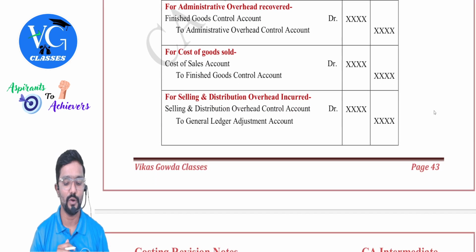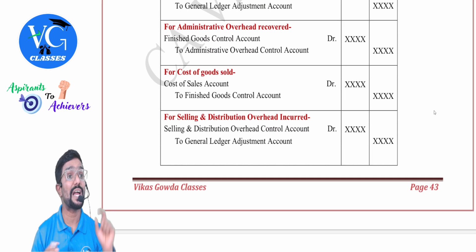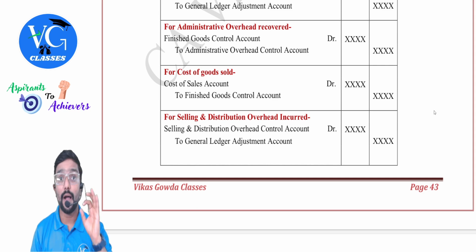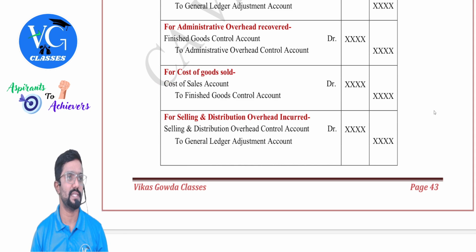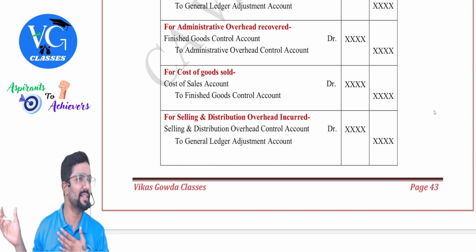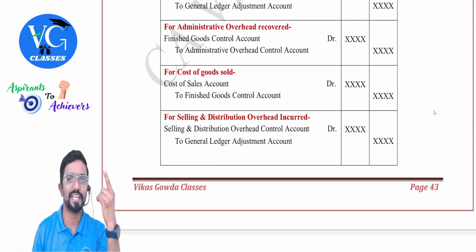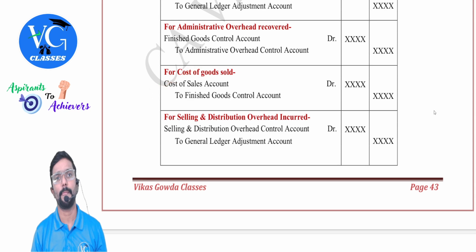Then for cost of goods sold. Now in cost of sales, sir, in finished goods control account, what balance is there? That is nothing but COGS. The amount is called COGS, but we are transferring it to which account? Cost of sales. Sir, is there a need to prepare a COGS account? I don't suggest it, guys. Even if you prepare, the answer will remain the same, but you are doing one extra step, one extra account. So straight away transfer it to cost of sales account.